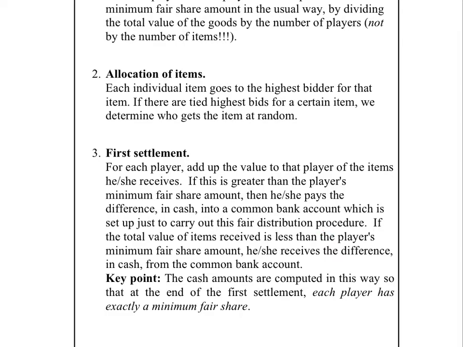Okay? So if you receive more than your minimum fair share in goods, then you have to pay cash into the bank account. If the total value of items received is less than the player's minimum fair share amount, then the player receives the difference in cash from that same common bank account. So the key point is that cash amounts are computed in exactly such a way that each player receives precisely a minimum fair share, no more and no less, at the end of the first settlement.